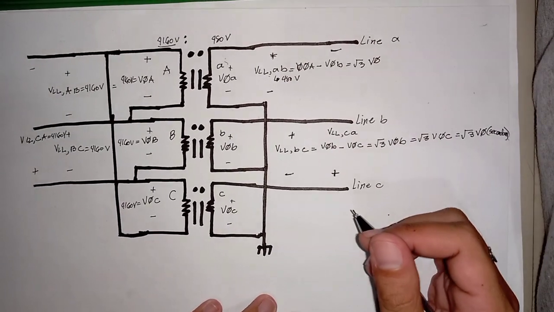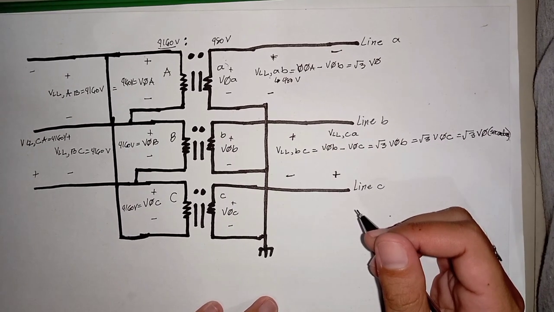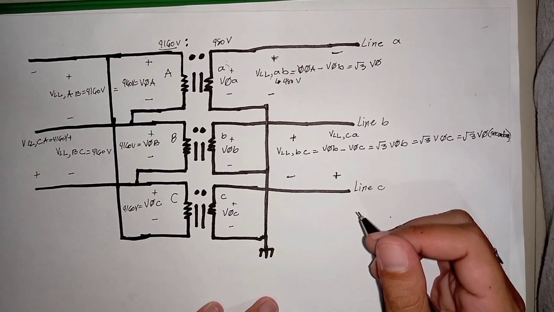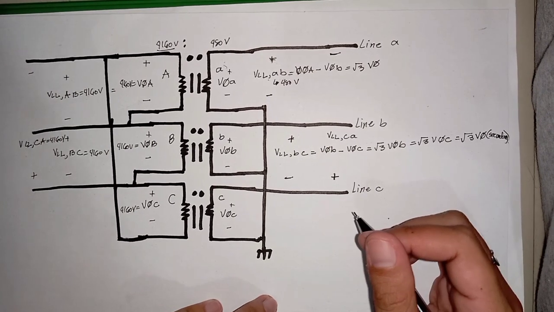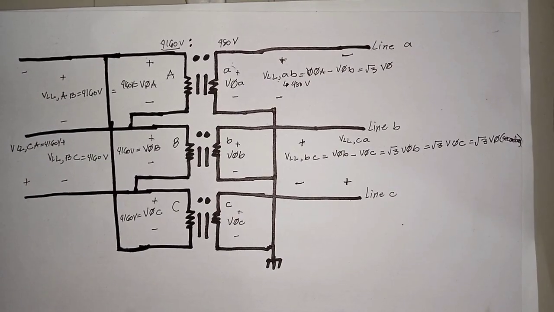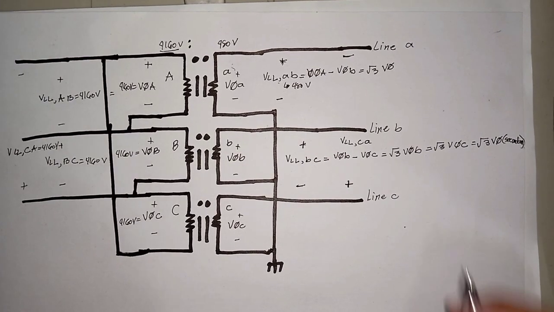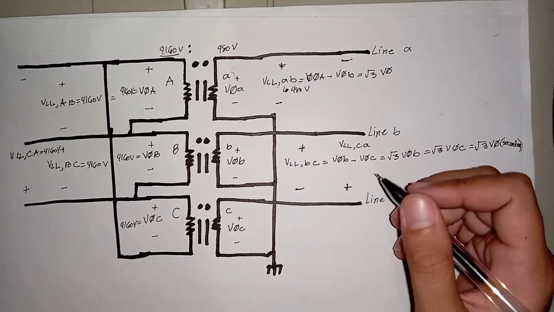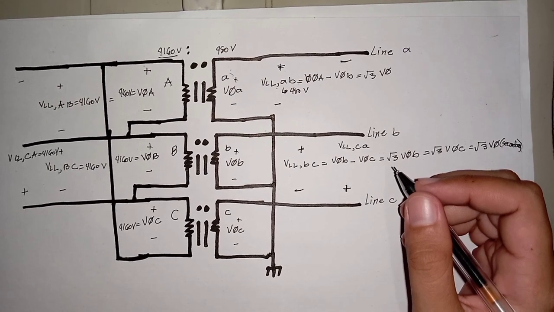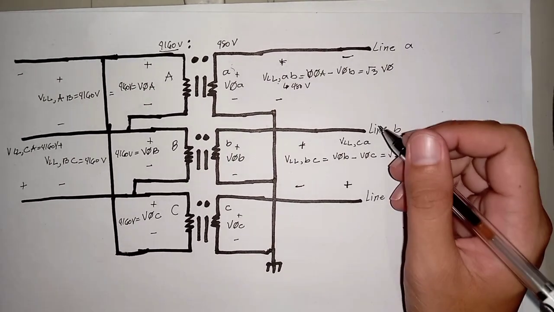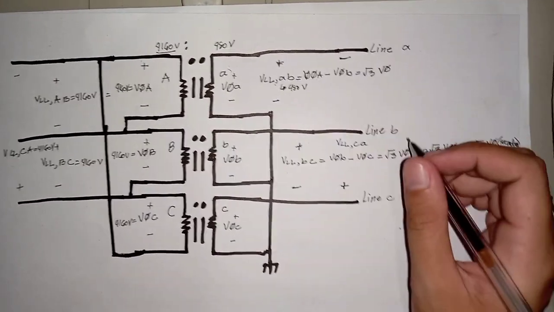So we measured across the polarity side of winding A and the non-polarity side of winding A. So we would have to derive that from the line-to-line voltage. For a Y-connected transformer, the line-to-line voltage across line A and line B.